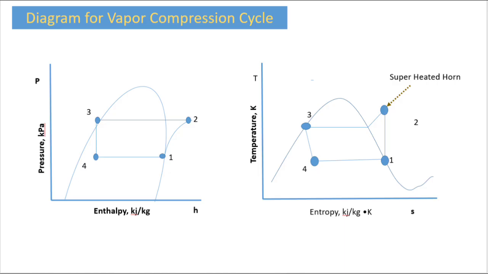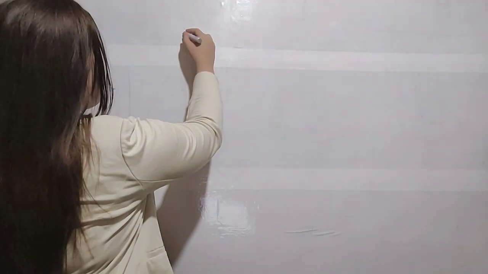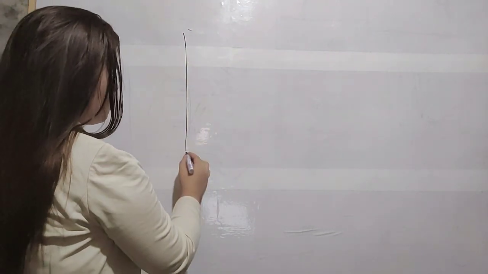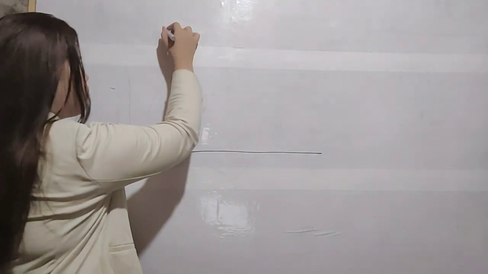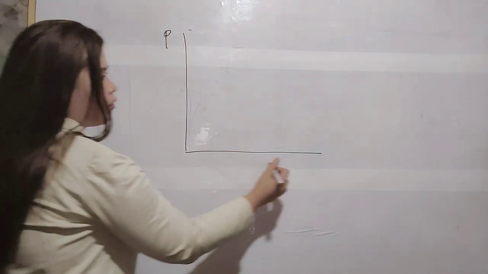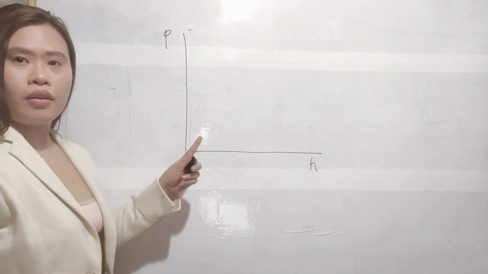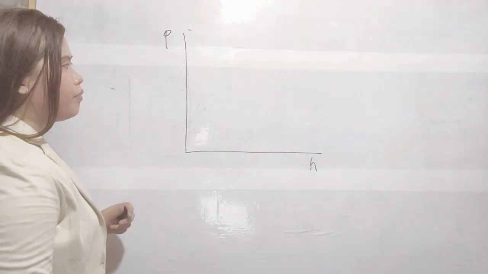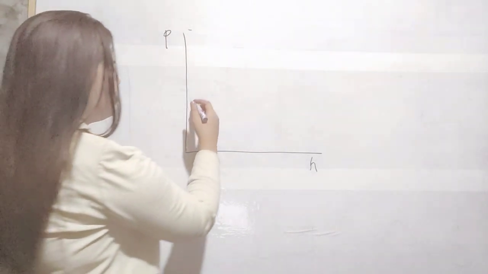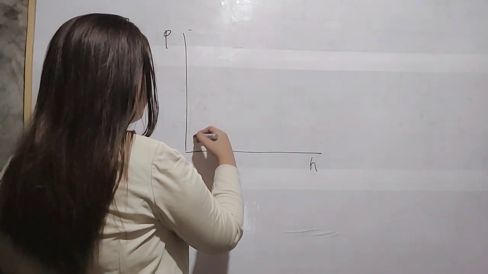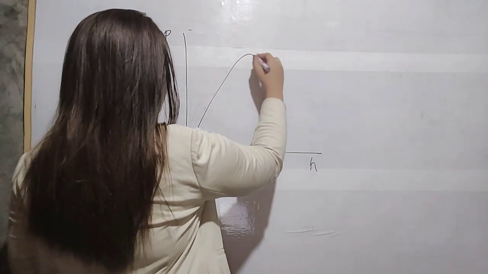With this, there are two diagrams involved in this system. The P-h diagram: to plot the P-h diagram, on the y-axis we have the pressure, and on the x-axis we have the enthalpy. Now that we have plotted these axes, the curve represents the saturated line.